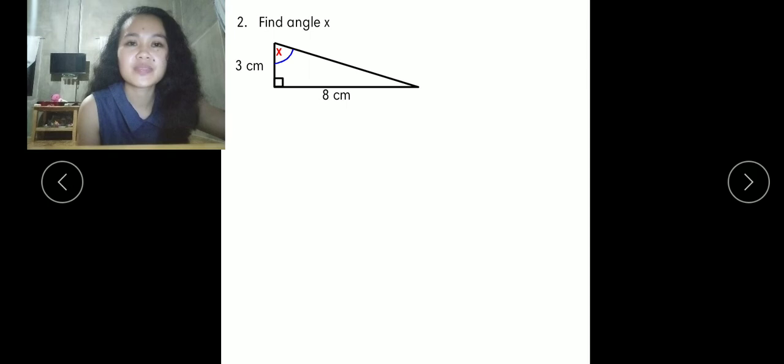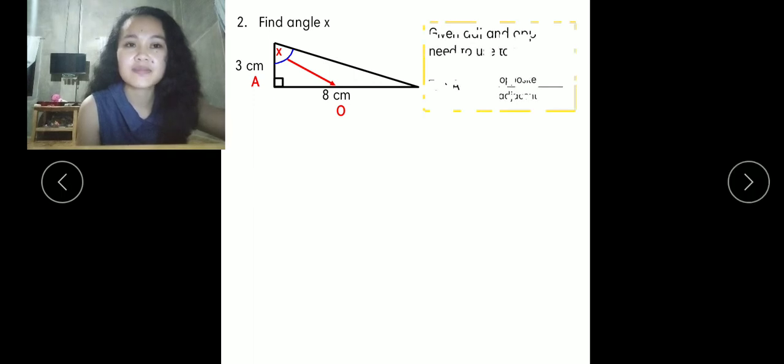Another example. Find angle X. Again, identify or label the name of the sides. Based on the illustration, the 3 centimeter side is the adjacent because it is nearby X, and the 8 centimeter side is the opposite because it is opposite the angle X. So we need to use tan because it contains opposite over adjacent.